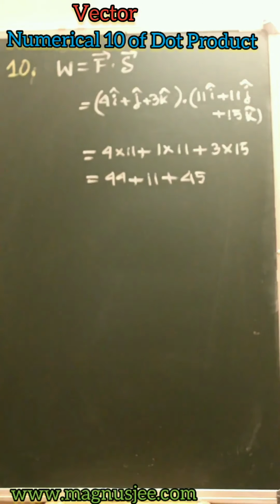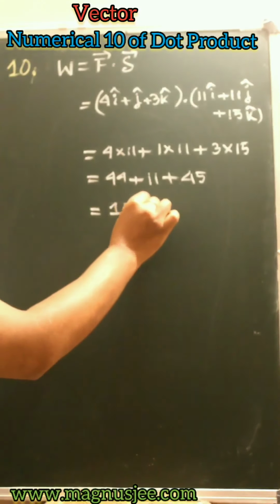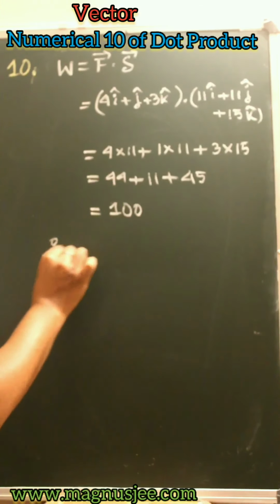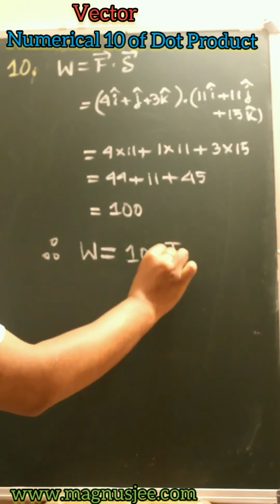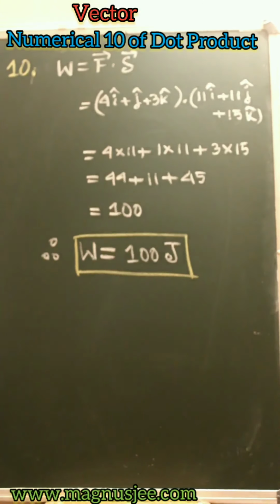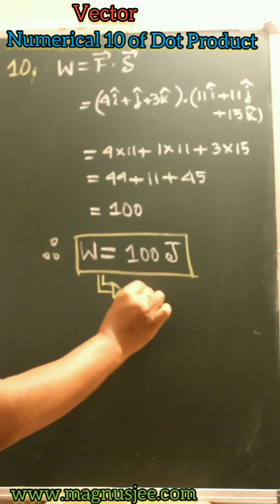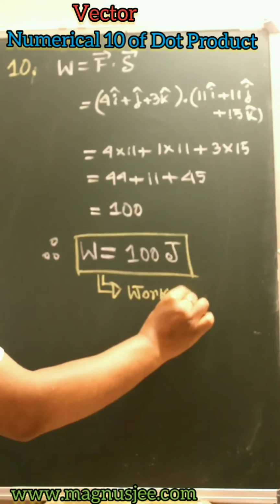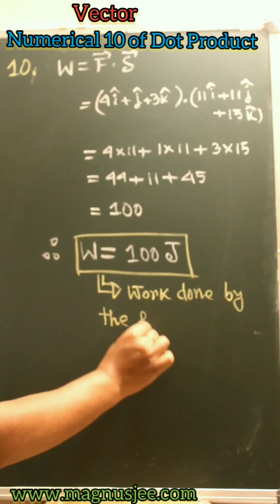Therefore, W equals 100 joule. So this is the value of work done by the force when the particle travels from the point P to Q for a displacement vector S. This is the work done by the force.